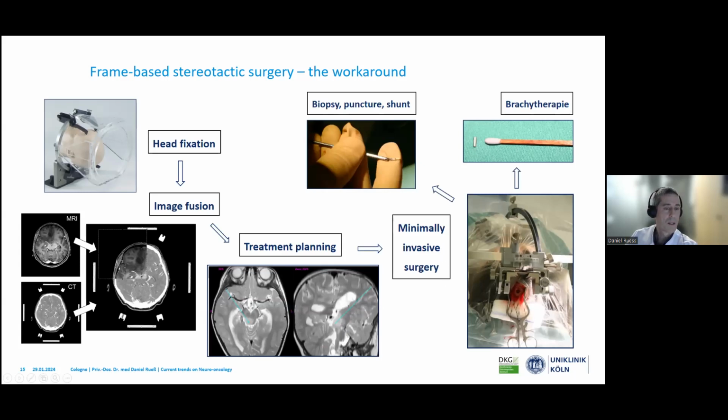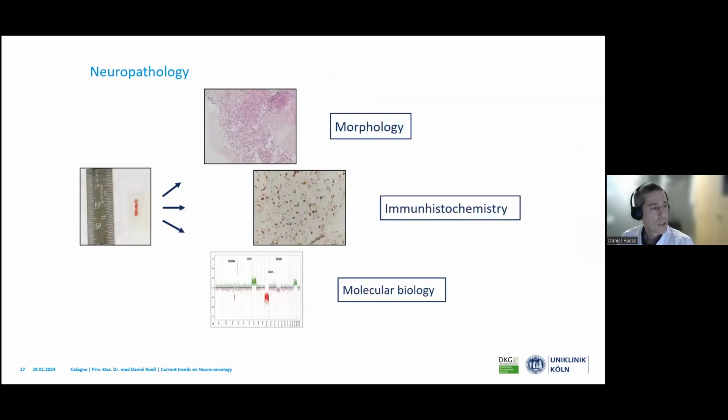And yeah, it can result in therapy or also in a biopsy and punctures of other processes. So on this small tissue cylinder that we get, you can do all of the research, or examinations, better said, that you need in modern neuropathology, like morphological examinations, but also immunohistochemistry or molecular biology, which is the important thing nowadays.